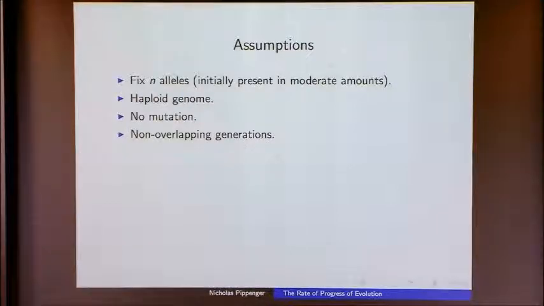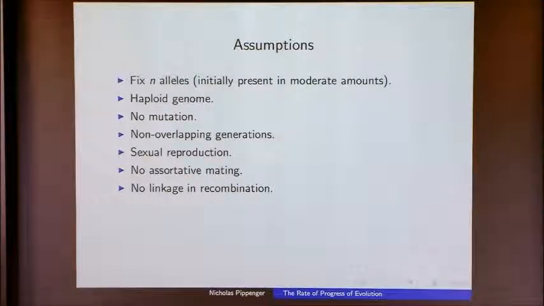I'll assume non-overlapping generations. I think that's an innocuous assumption. It's what Haldane also assumed. So it's a discrete time process. I'll assume sexual reproduction. That will be absolutely essential, and we'll see what happens if we don't have sexual reproduction later. No assortative mating.